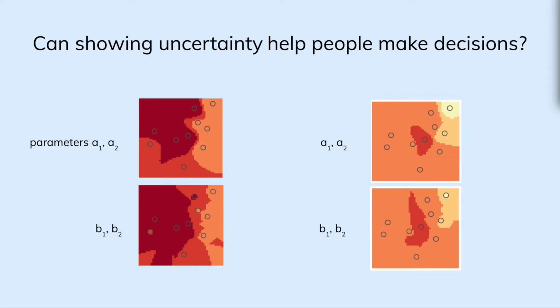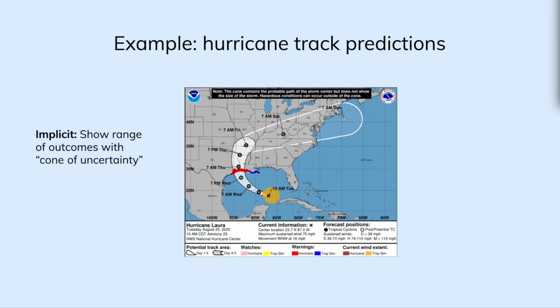So I'm interested in whether people would make better or different decisions regarding air quality if they knew more about the uncertainty in the data. So thinking about how to show uncertainty in air quality maps, and whether that's even a good idea, I turned to examples in the visualization field of research on this topic.